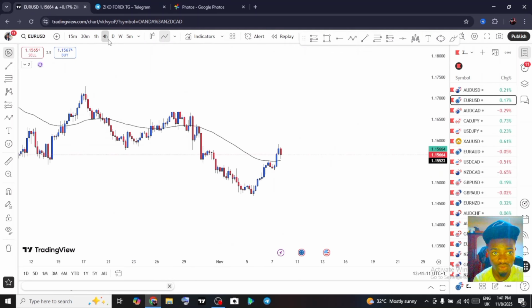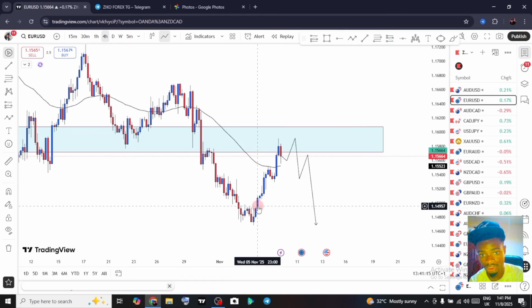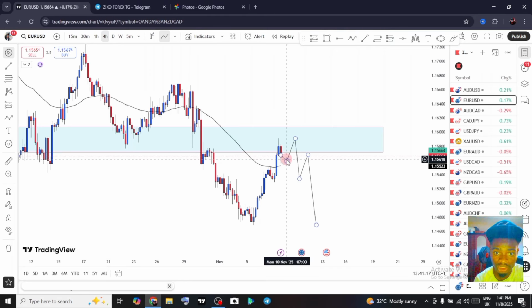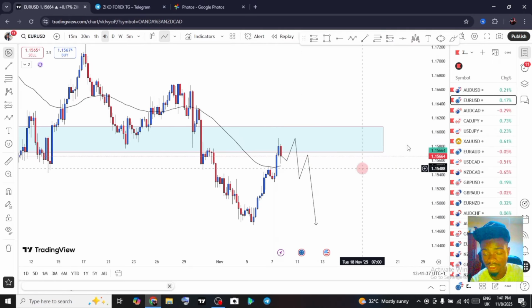Now we have to look for the 4 hour to turn bearish as well, because we don't have two time frames in sync. So we need the 4 hour to turn bearish, and I need price to actually create a new high and then shift that high to have the retest for me to sell. That is the second pair for this week.